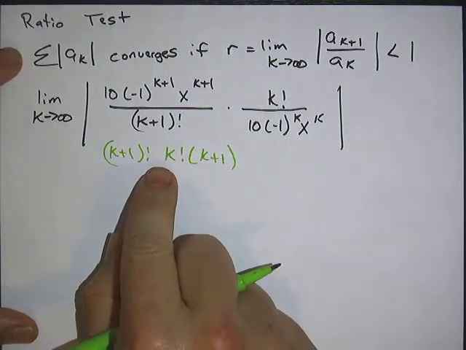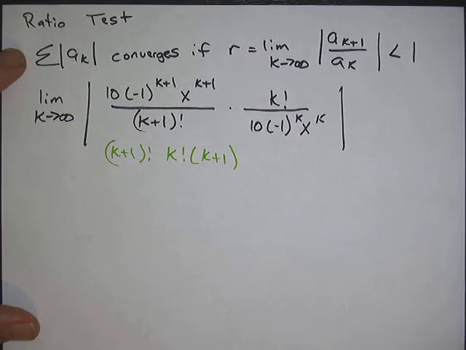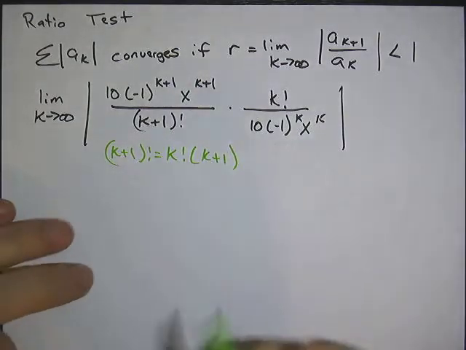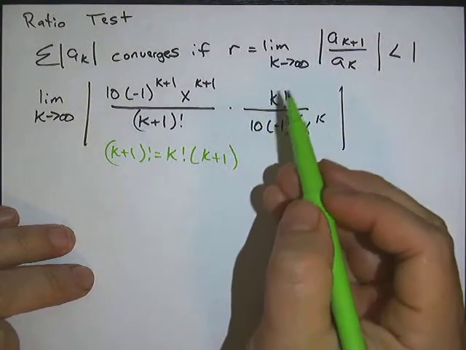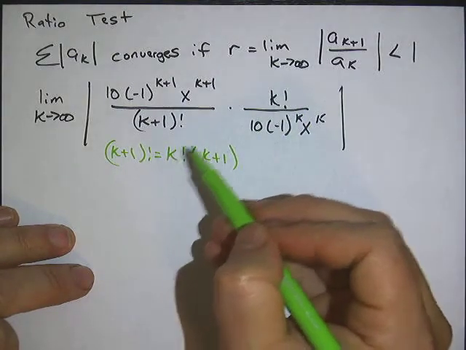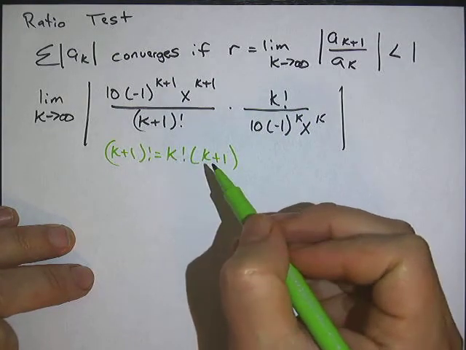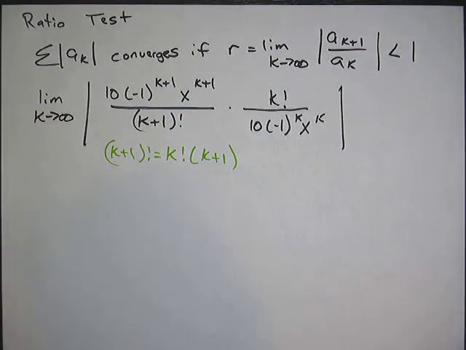Okay, so you can watch one of my other videos where I explain that a little better, but this is what it's equal to. The reason we want to write it that way is because we have a k factorial up here, and we'll also have a k factorial down here, which would only leave the k plus 1. Okay, so that's one thing that we're looking at.